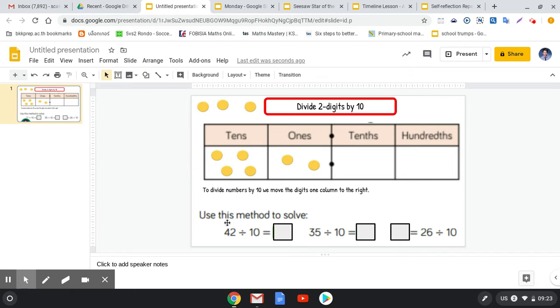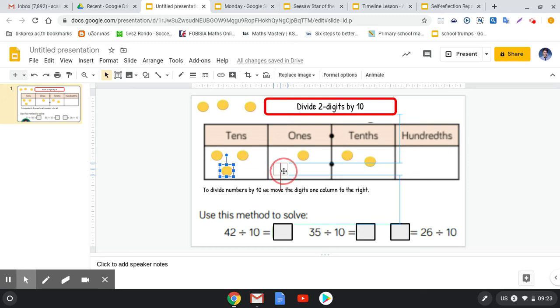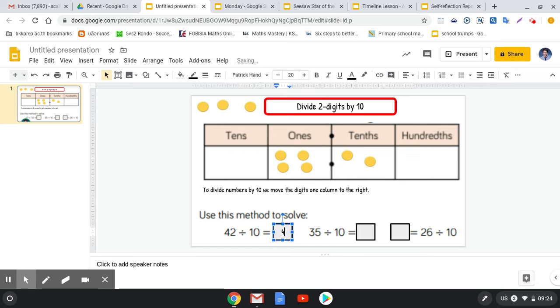Okay, so I'm going to use this method to solve 42 divided by 10. Just follow those rules. Divide by 10, we move all the digits one column to the right. Okay, I'm going to start my ones column first. I'm going to move them both one column to the right. And then I'm going to move these one column to the right. So that tells me that 42 divided by 10 is 4 and 2/10 or 0.2.